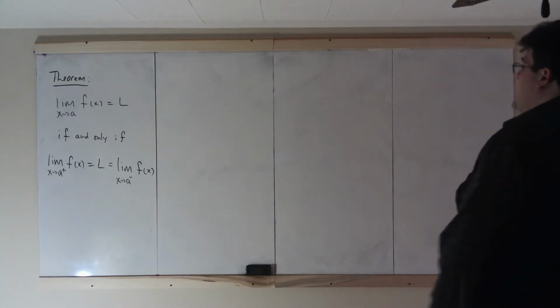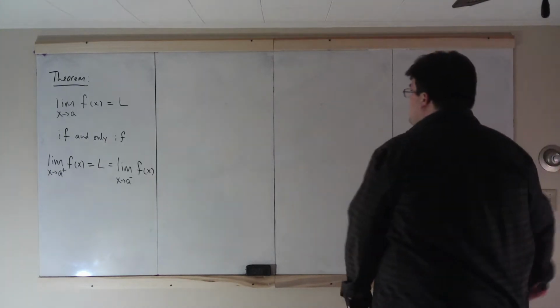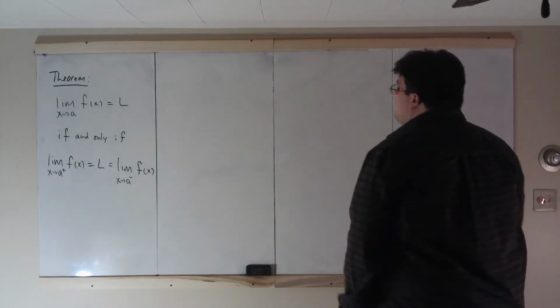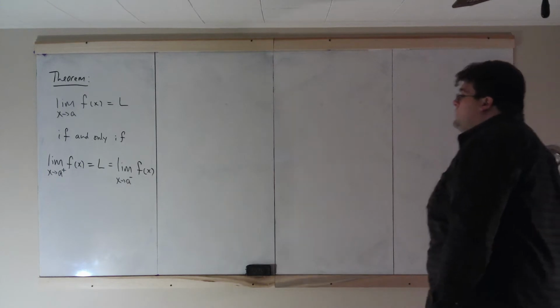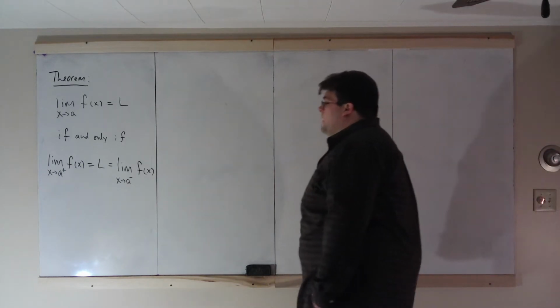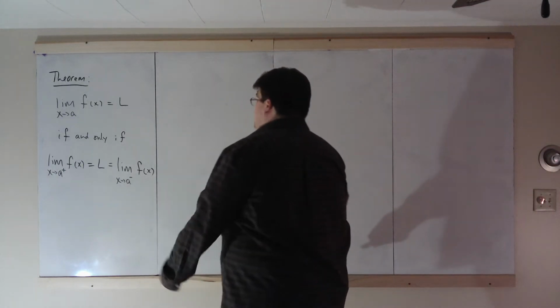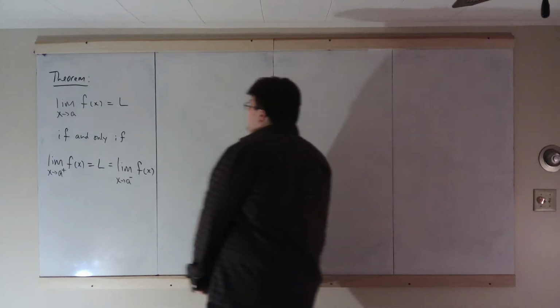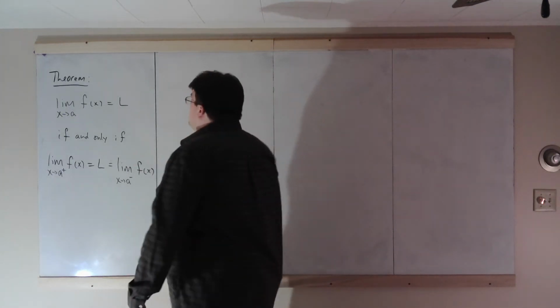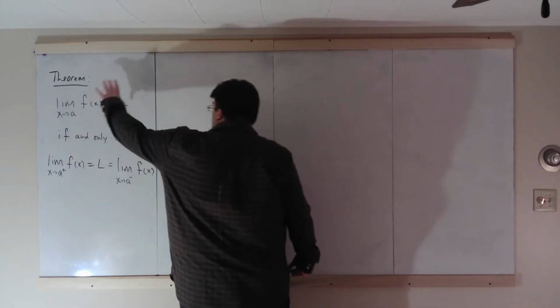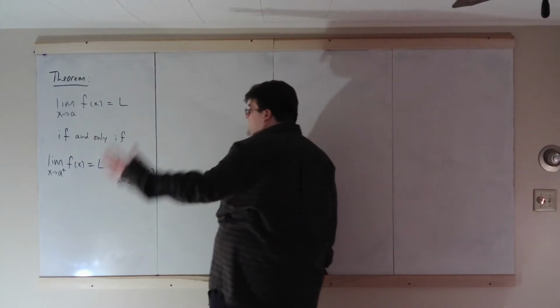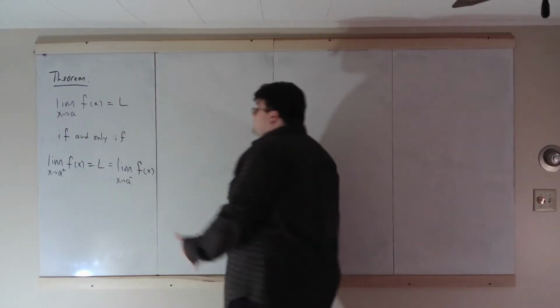Theorem. The limit as x approaches a of f of x equals L if and only if the limit from the right equals L and the limit from the left equals L. So remember what if and only if means. If and only if means what's up here is exactly the same logically as what's down here.